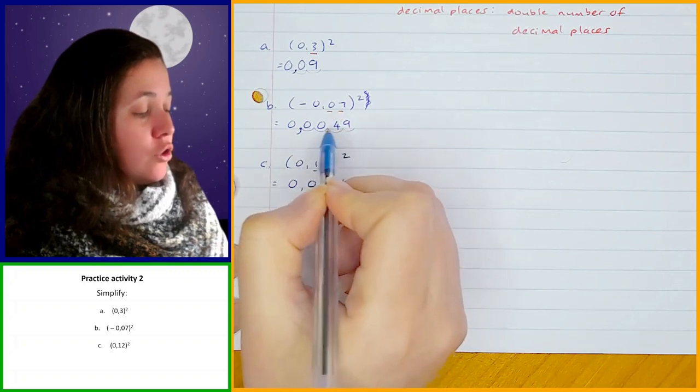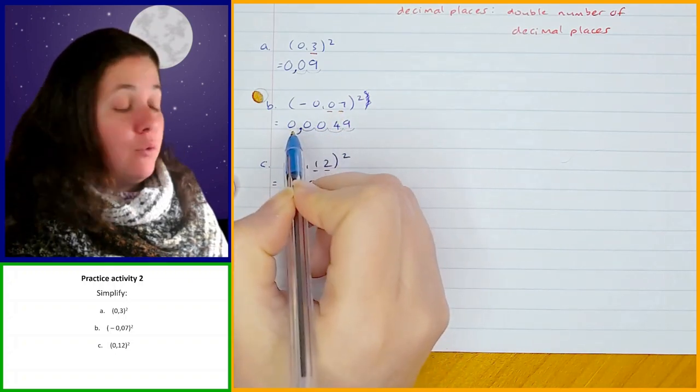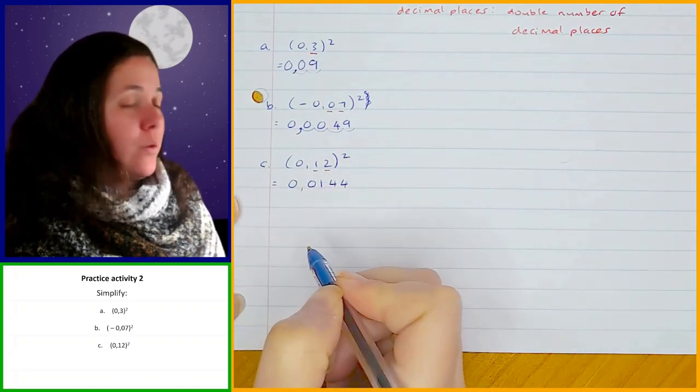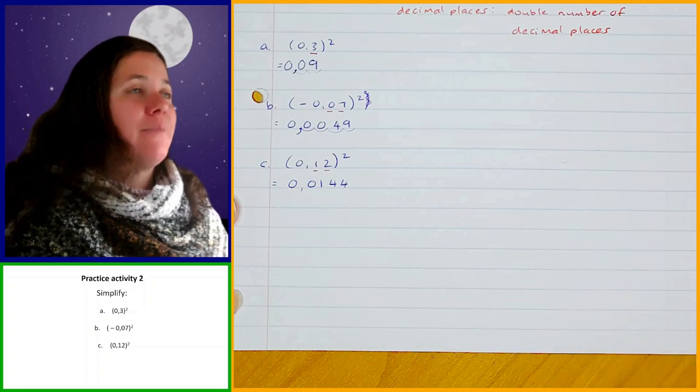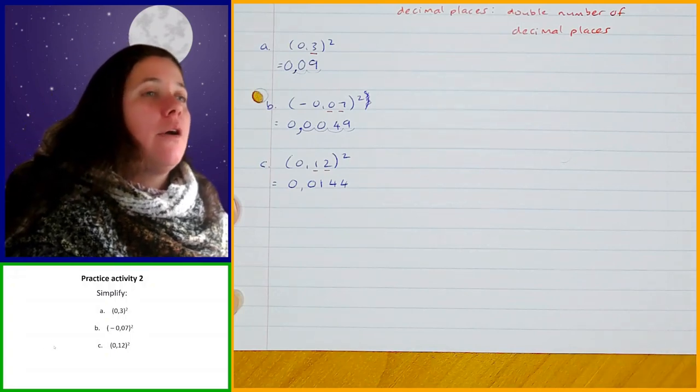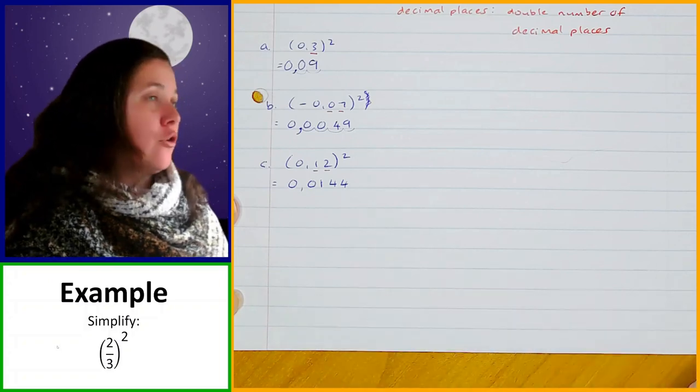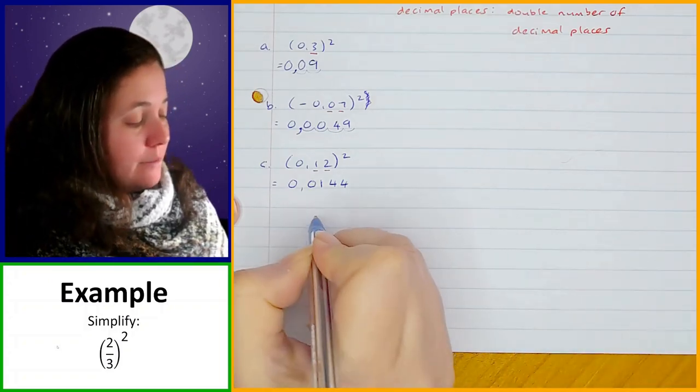I've only got 2, so I need to fill in 2 extra zeros and then put my comma and then my 0 before that. Okay, so that's what you should have got for question C. Okay, now we're going to go on to squaring common fractions. So in this case, we have got 2/3 squared.